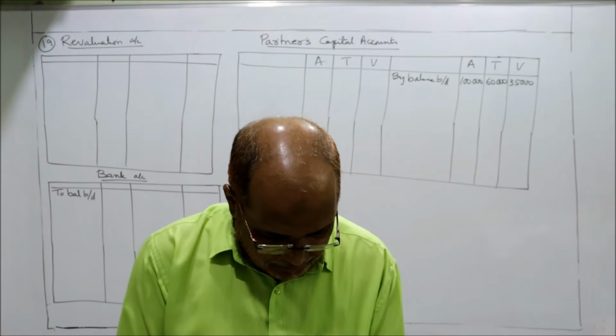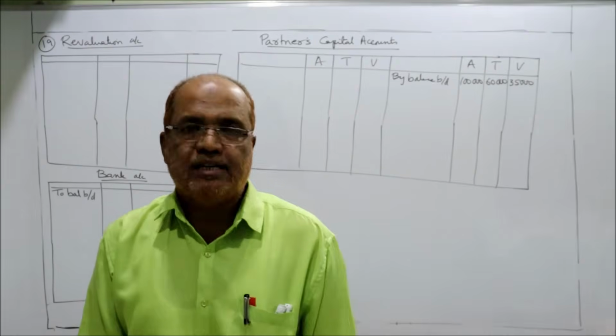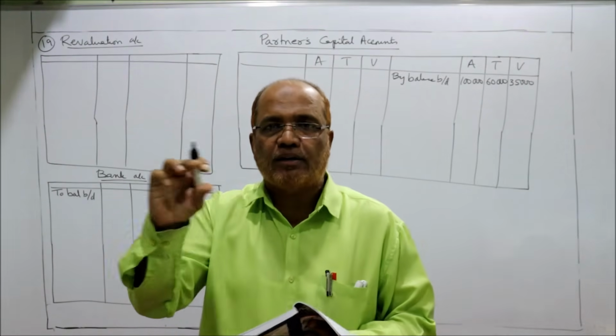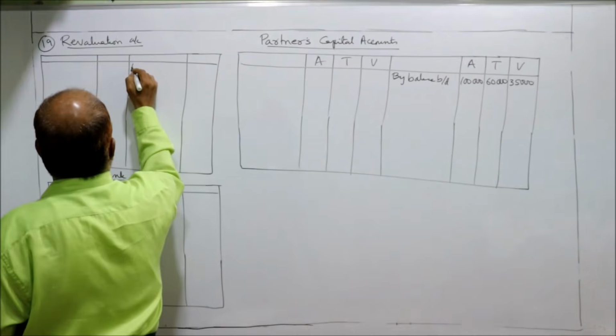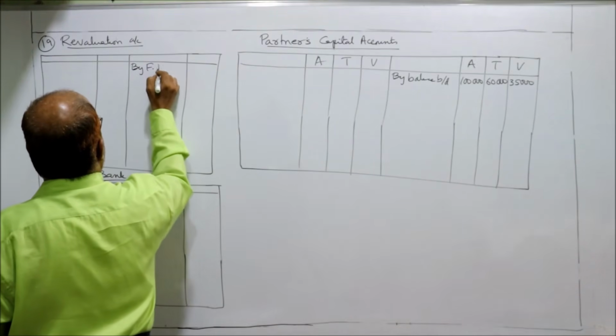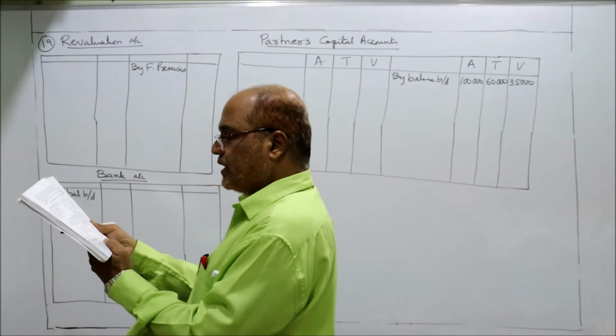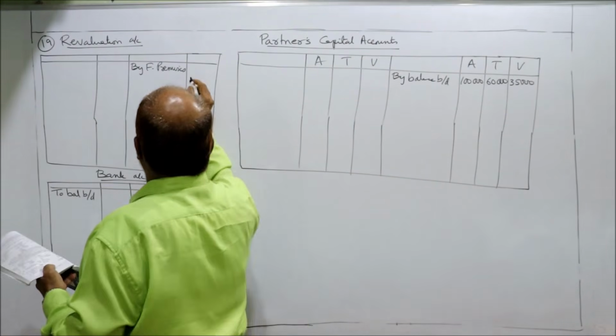Now, freehold premises to be increased. So freehold premises account debit to revaluation. So by freehold premises. How much? 20%. 20% of 75,000 is 15,000.